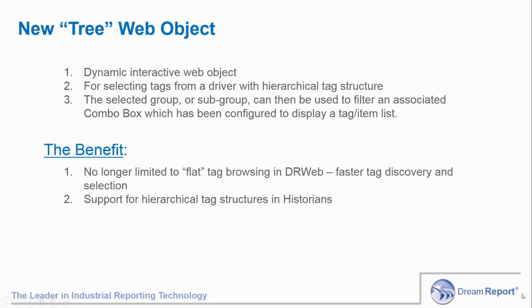Added to the list of Dream Report web elements is a new tree object. This web object is used for selecting tag items from a historical data driver with a hierarchical or group-based tag structure. The tree object is used in conjunction with the existing combo box object, allowing a web user to click through a tag folder structure and see associated tags in the combo box to be selected and used on the web report. The benefit of this is much faster tag browsing and selection and support for historians with hierarchical tag structures.